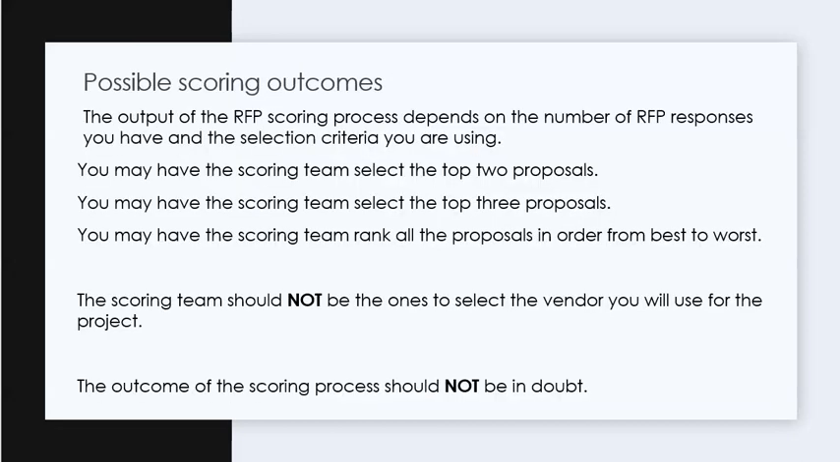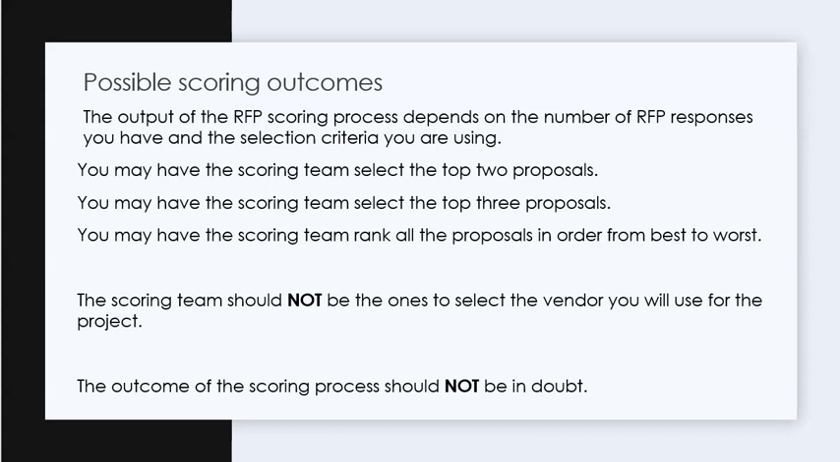Possible scoring outcomes. Once the RFP scoring team starts grading the responses, there are several possible outcomes based on how the project is being managed. Some possible solutions are the scoring team selects the top 2 proposals, or maybe it's the top 3 if you have a lot of responses. Maybe they rank all the proposals from best to worst.